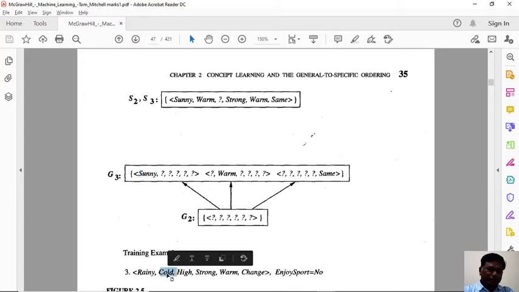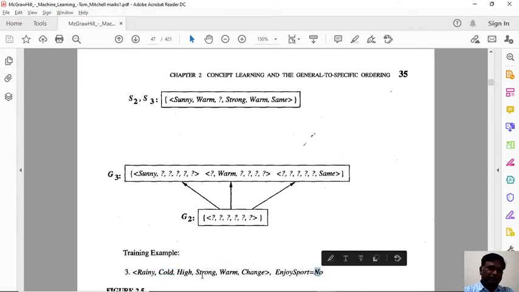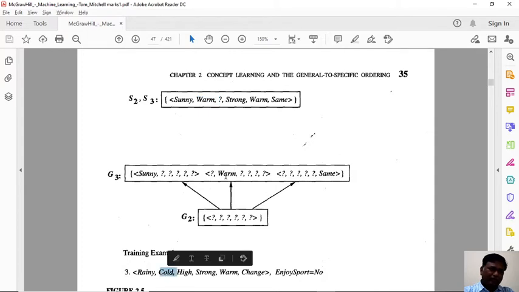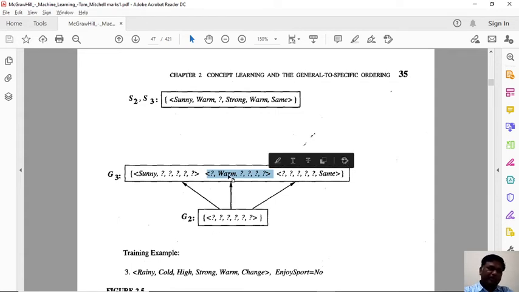Then the second attribute, cold. If the temperature is cold, you cannot enjoy. So this is the no data. Till S2, what have we seen? If it is warm, that day you have enjoyed the sport. Correct? So instead of cold, if you have warm, you can enjoy. So that is your generalized concept.